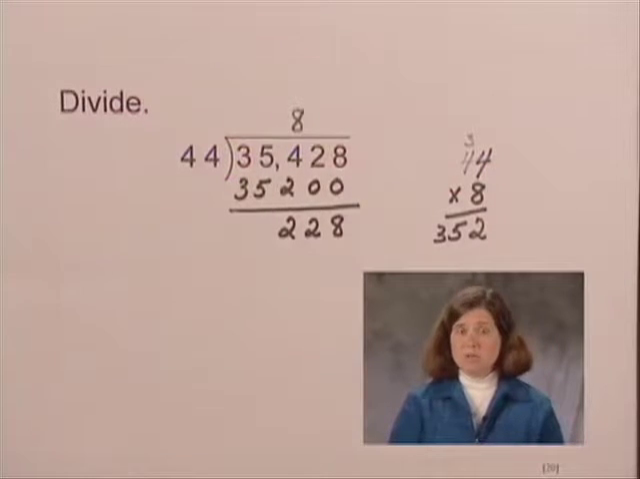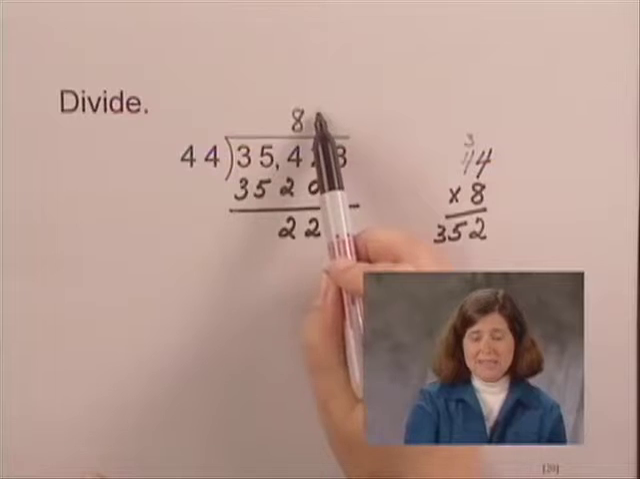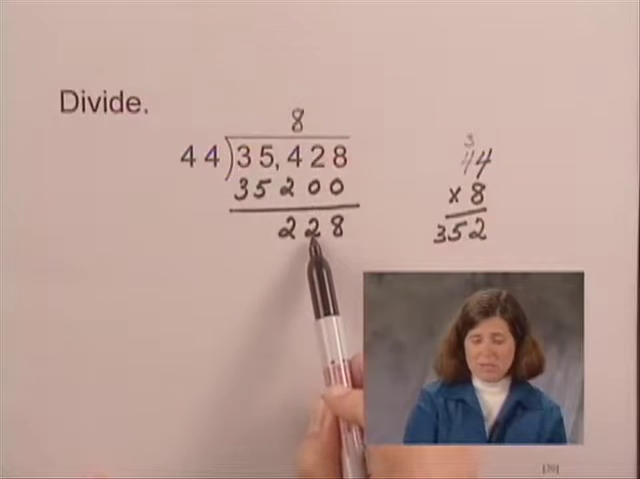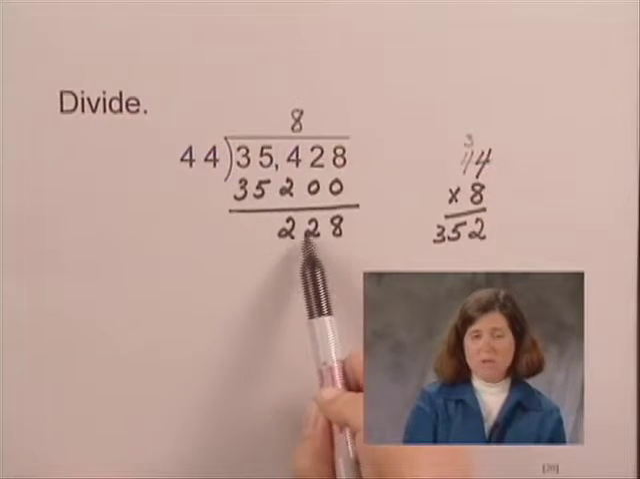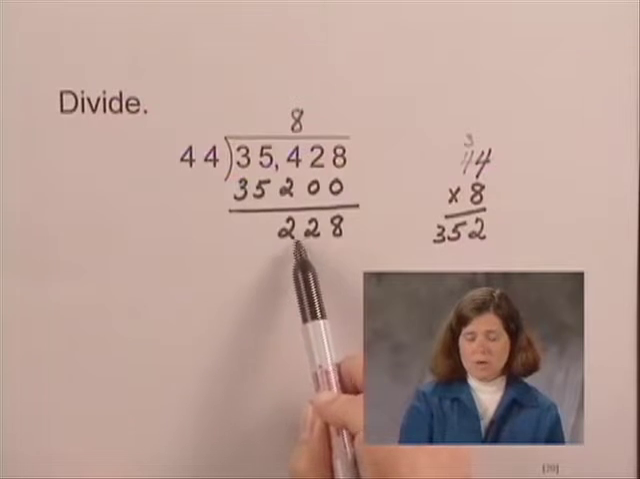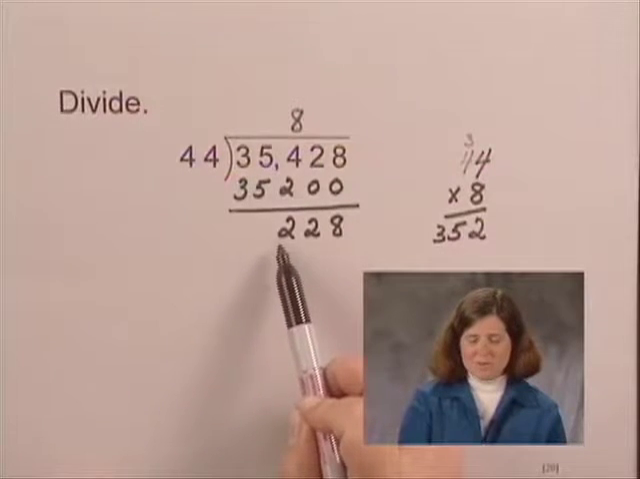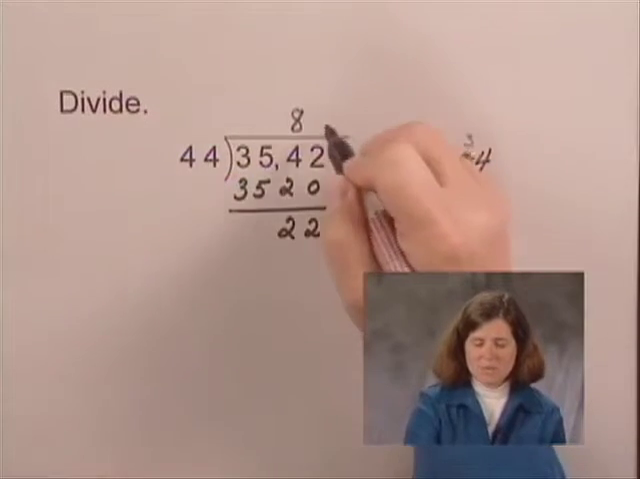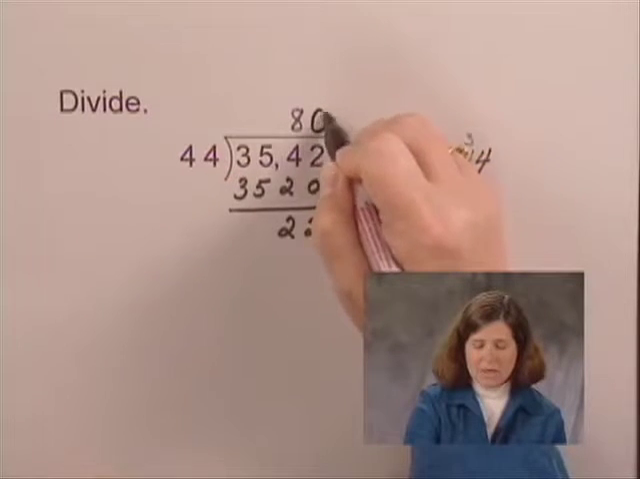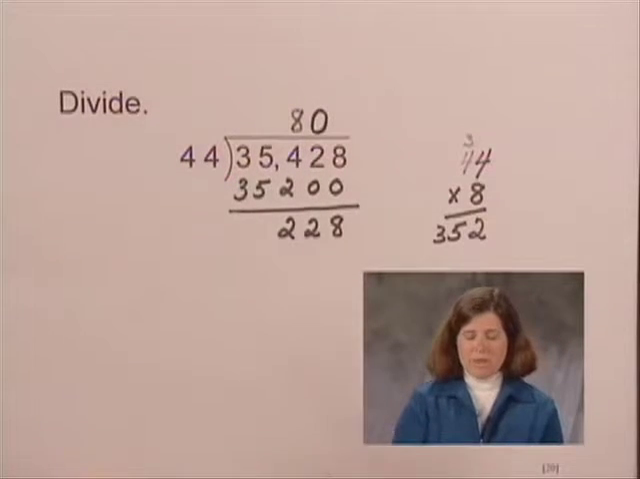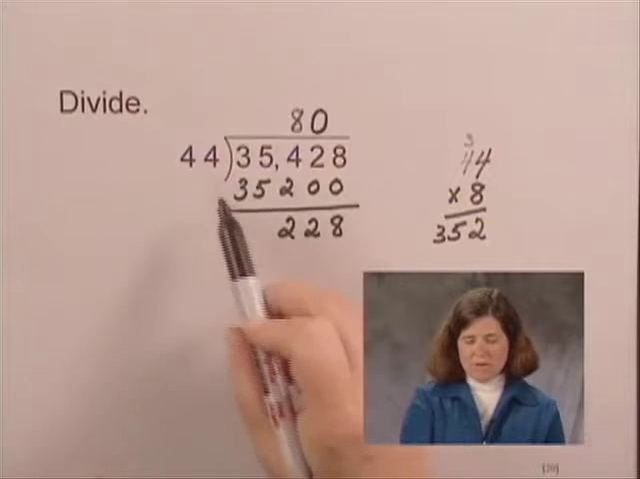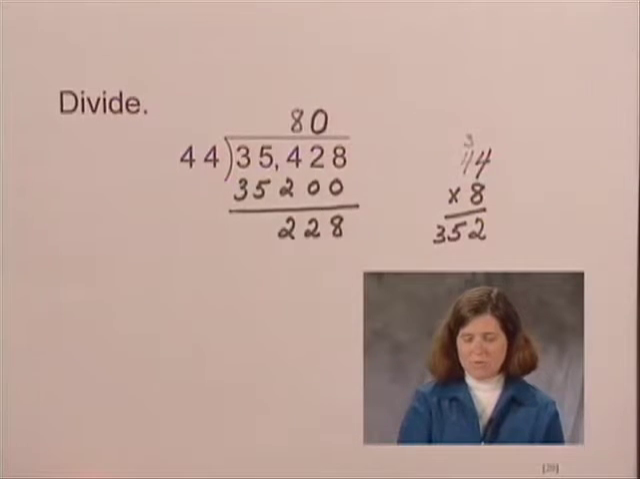Now the next part can be tricky. We're working on the tens digit, so coming down to the tens digit, we need to ask ourselves, can we divide 22 by 44? Well, there are 0 44s in 22, and we need to write the 0 in this place as a placeholder. Now we move to the next digit. We divide 228 by 44.